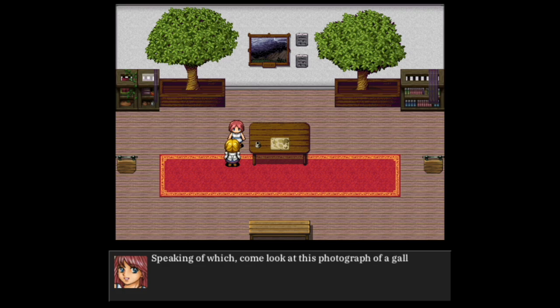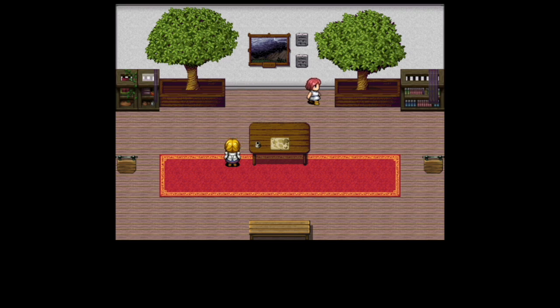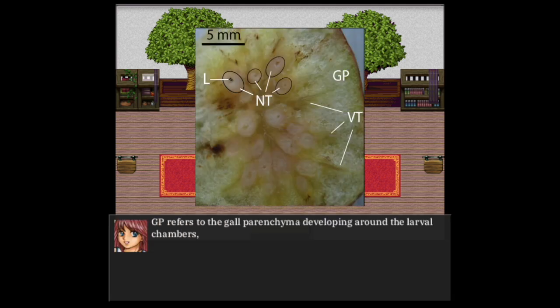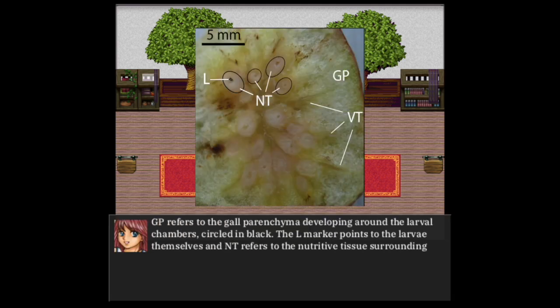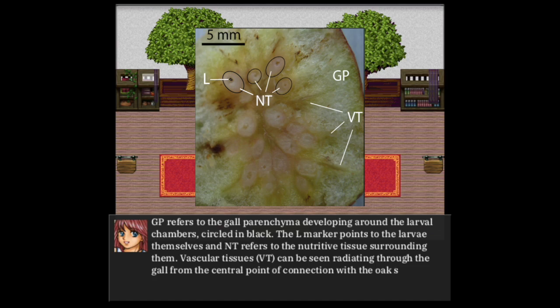Speaking of which, come look at this photograph of a gall in the growth stage. GP refers to the gall parenchyma developing around the larval chambers, encircled in black. The L marker points to the larvae themselves, and NT refers to the nutritive tissues surrounding them. Vascular tissues can be seen radiating through the gall from the central point of connection with the oak shoot.